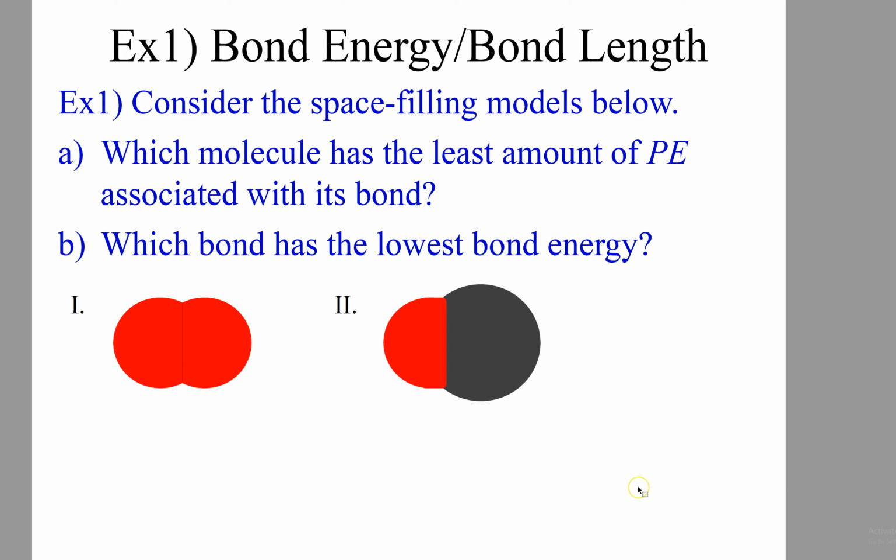All right, so let's take a look at a couple examples here and see if you guys understand. Consider the space filling models below. Which molecule has the least amount of PE associated with each bond? Which bond has the lowest bond energy? Okay, so the first thing is we want to take a look at the size of the shell.